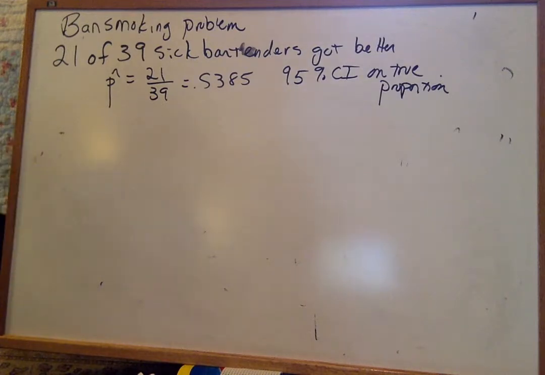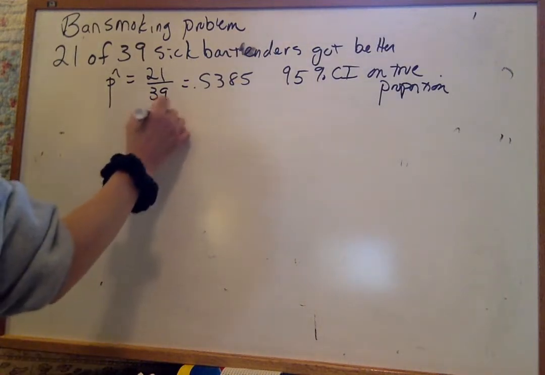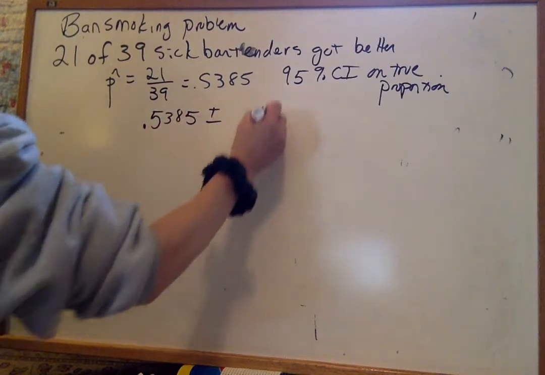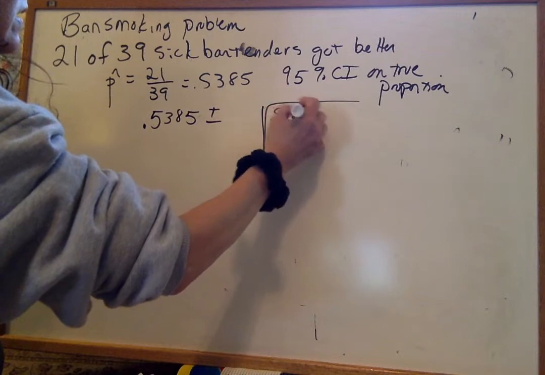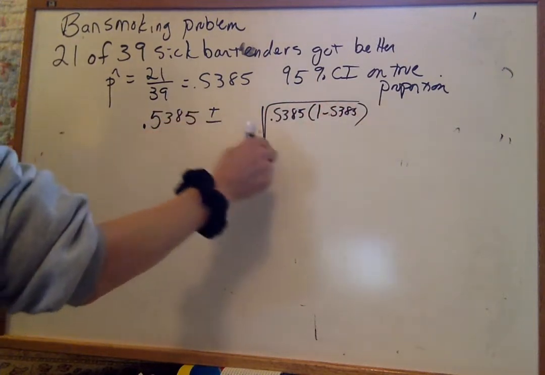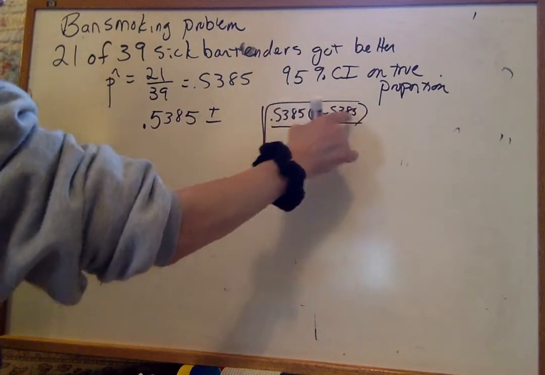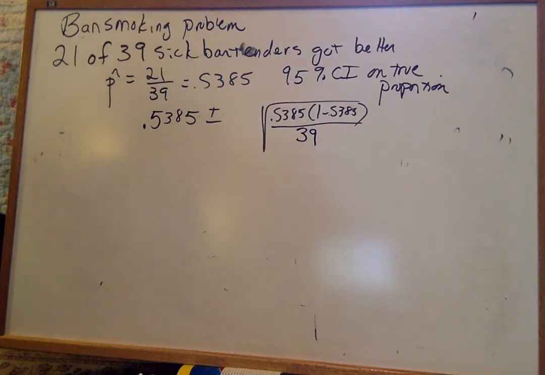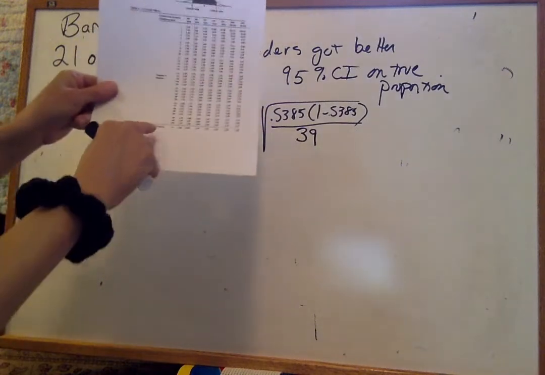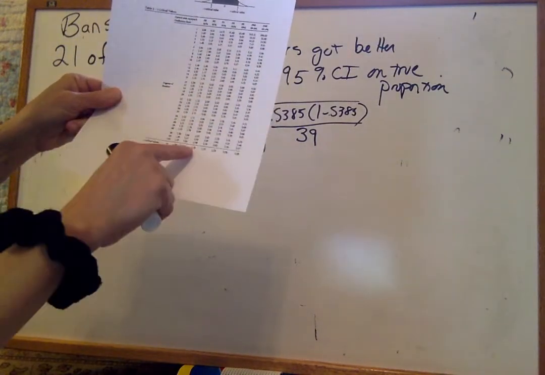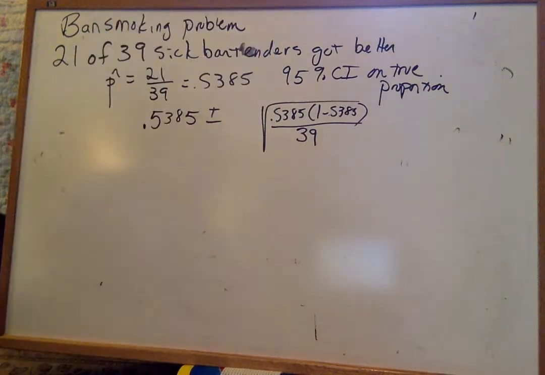All right, let's set up our formula. We always want to practice showing the setup. I'll come back to the Z. So p hat plus or minus Z times the square root of p hat times 1 minus p hat over n. The n is 39. Bottom row, under 95%, you will see 1.96.